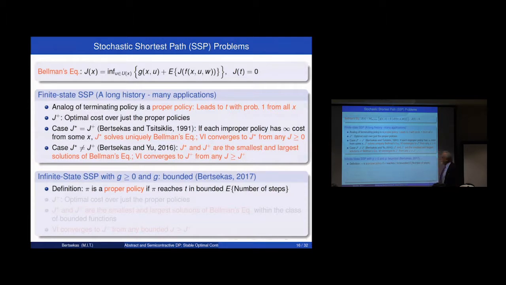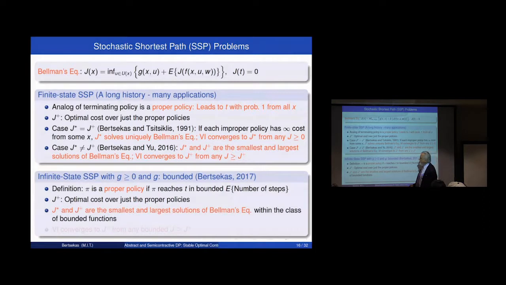In particular, if the cost per stage is bounded, then let's redefine a proper policy to be one that reaches the destination in a bounded expected number of steps, rather than a finite number of steps like before. And let's call J hat the optimal cost over just the proper policies. Then the result is that J star and J plus are the smallest and largest solutions of Bellman's equation within the class of bounded functions. That's sort of bothersome because actually there may be some unbounded functions above J plus. So it's a complicated picture in this case, and there's a fundamental difference between deterministic shortest path problems and stochastic shortest path problems. The structure of the solutions of Bellman's equation is different.